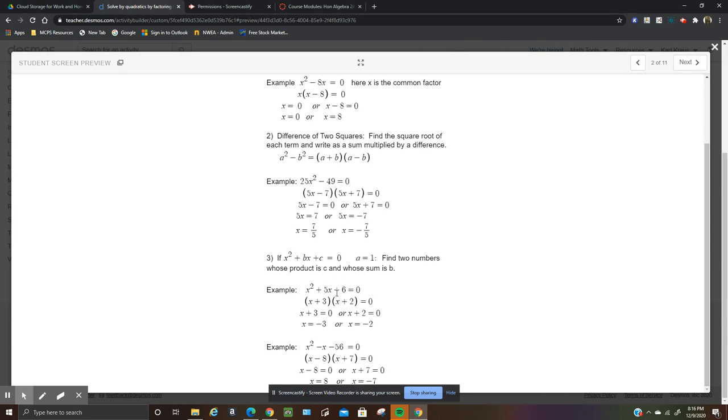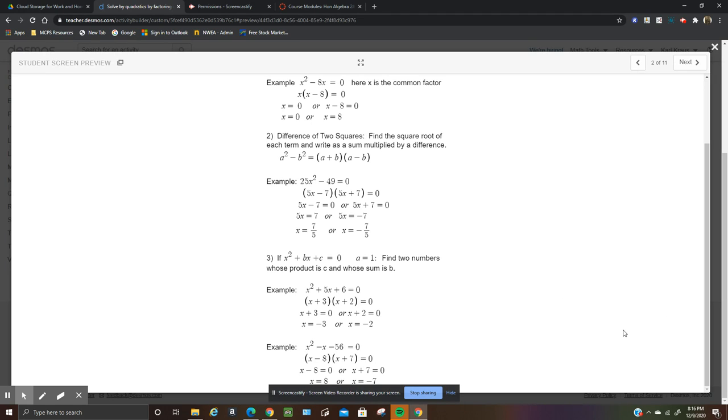So here's an example: x squared plus 5x plus 6 equals 0. I'm looking for the factors of 6 that give me a 5. The only factors of 6 are 6 and 1, and 3 and 2. 6 and 1, if I add those together, give me a 7. But 3 and 2 added together give me 5. So this factors into (x plus 3)(x plus 2). And then equate each factor to 0, and I get x equals negative 3 or x equals negative 2.